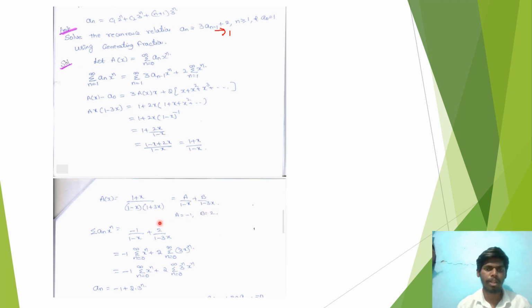By solving the partial fractions, we'll get a equal to minus 1 and b equal to 2, and substituting these values in this equation, we'll get a n is equal to minus 1 plus 2 into 3 to the power of n. Here the given condition is a naught is equal to 1.